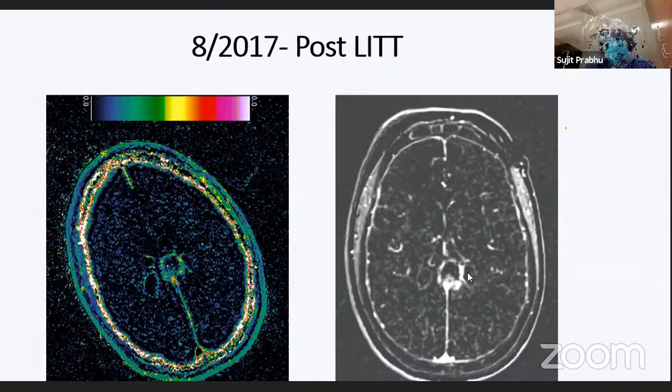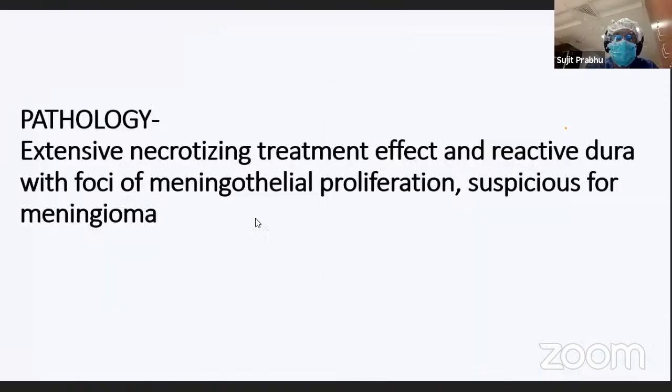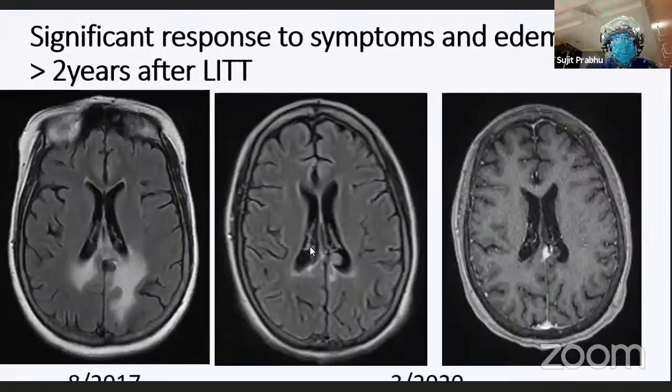And this margin gives us a sense of the extent of treatment, which mirrors what we see on the DCE scan. And in this particular case, we get biopsies on all these patients, clearly showing extensive necrotizing treatment, and clearly this was meningioma, which was treated. This is another case, obviously the same case.